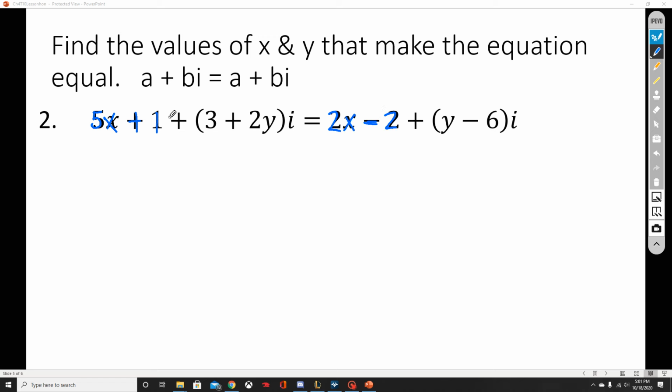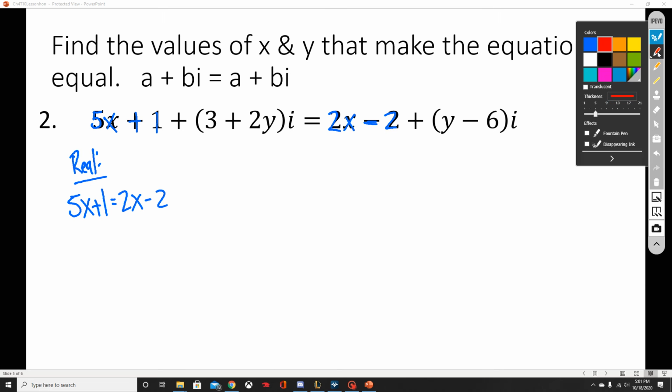How do we know it's real? Well, neither of these terms have an i next to them. For it to be not real, they would need an i next to them. So the real part, the 5x plus 1 on the left side, needs to be equal to the 2x minus 2 on the right side. Alright, not bad. That's definitely an equation that I can solve.